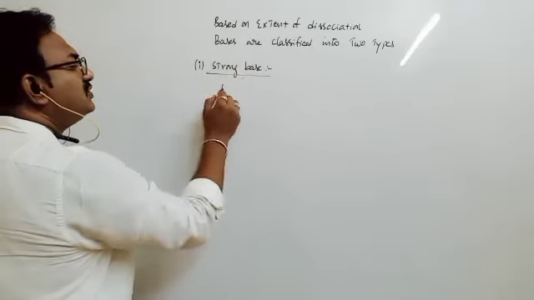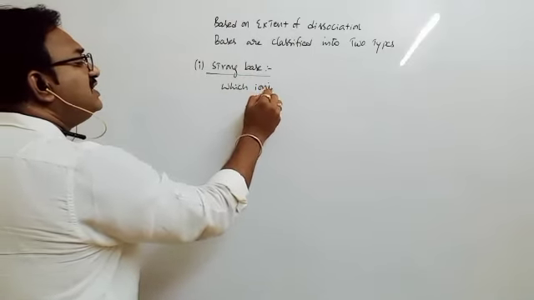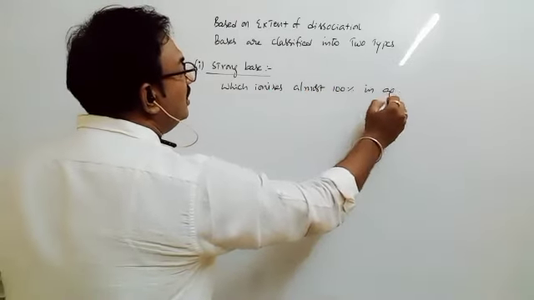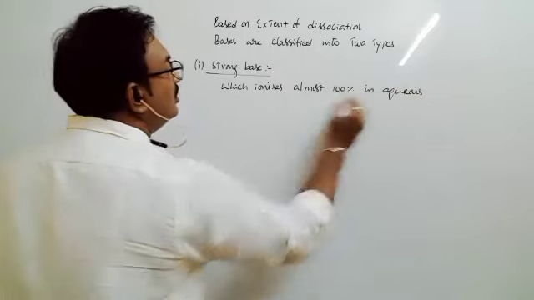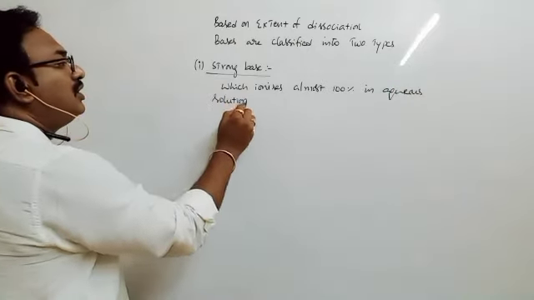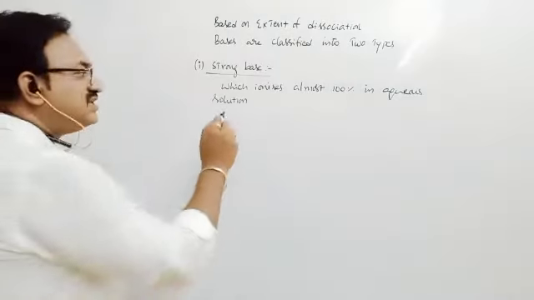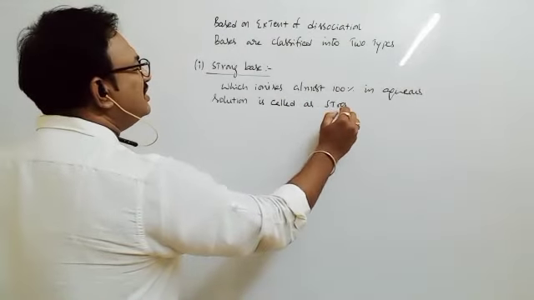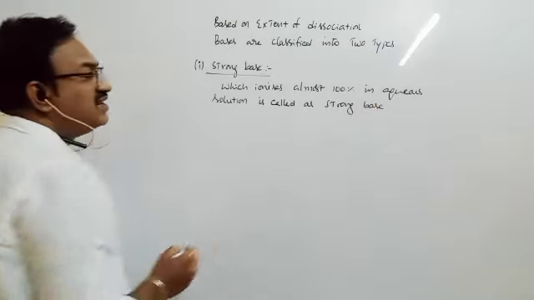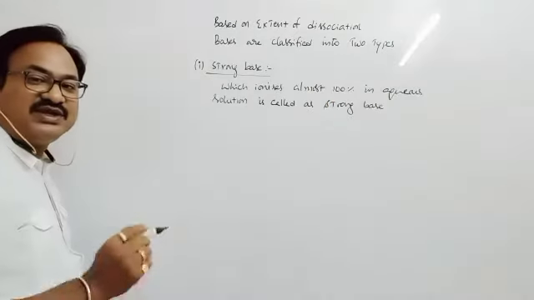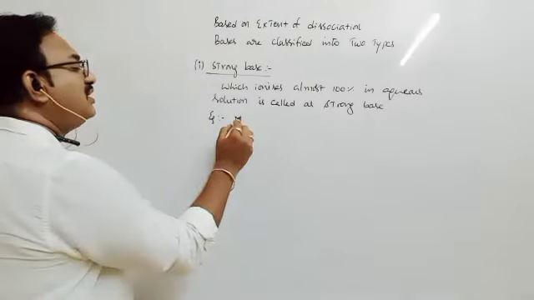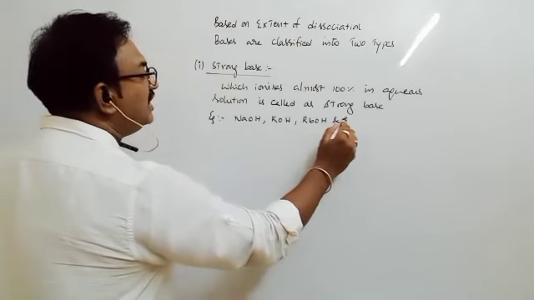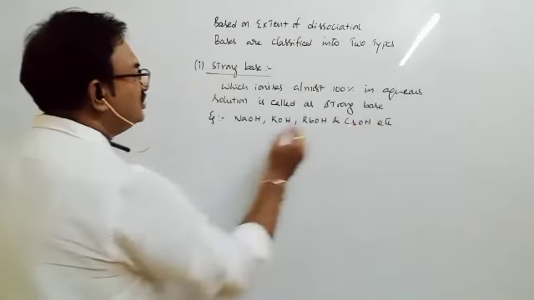What is it, as usual? One which ionizes almost 100% in aqueous solution is called a strong base. Example: NaOH, KOH, RbOH, and CsOH, cesium hydroxide, etc.